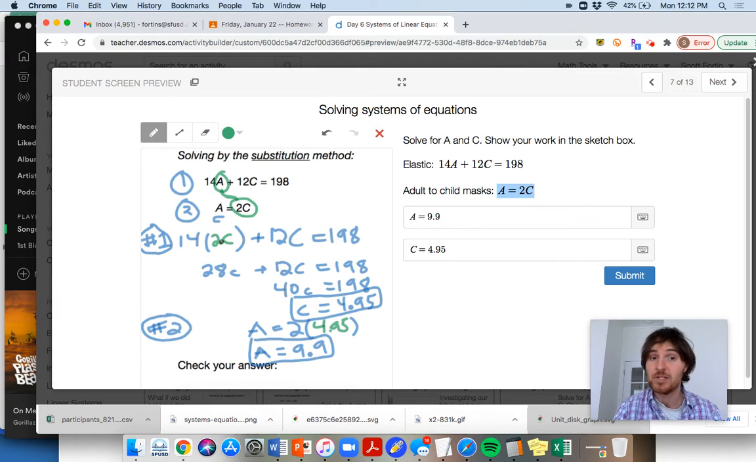So here I got 14 times 2C plus 12C equals 198. That's nice here. Claire earlier in class said, hey, no good. We have two variables here. Now we got one variable. We can solve for that variable, okay?